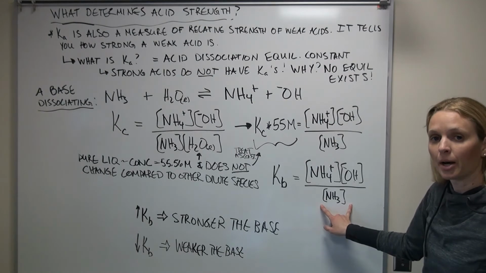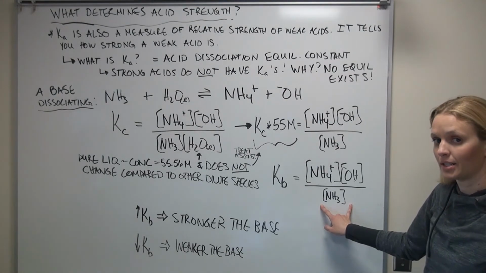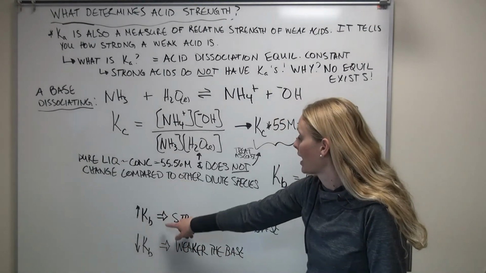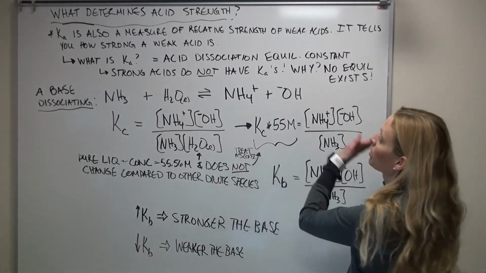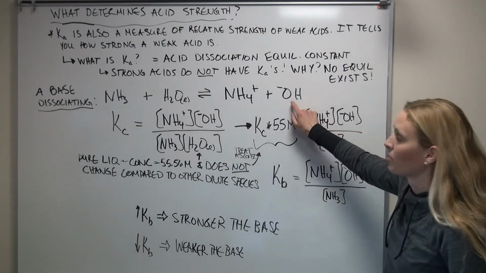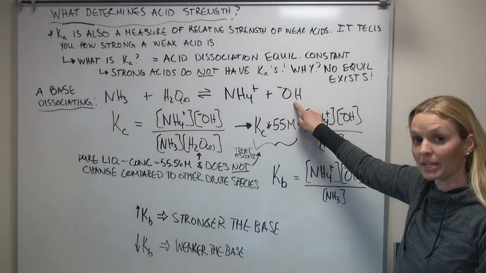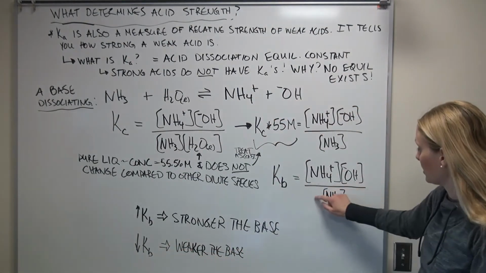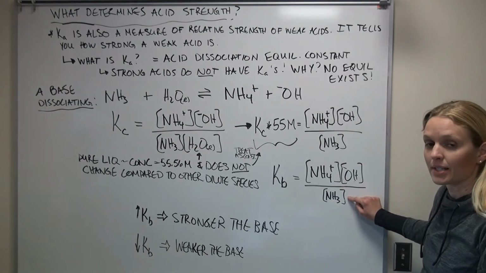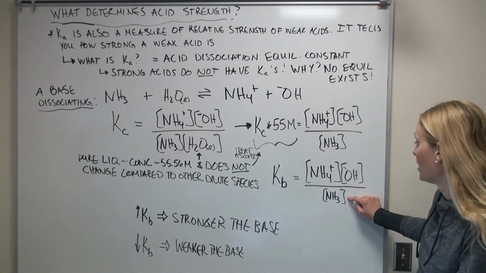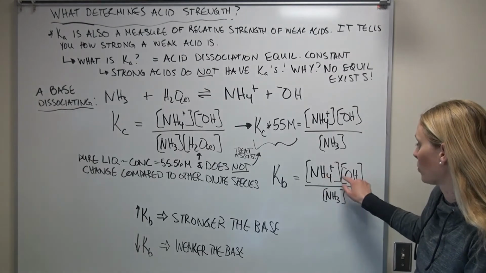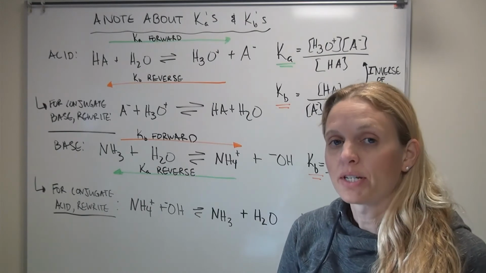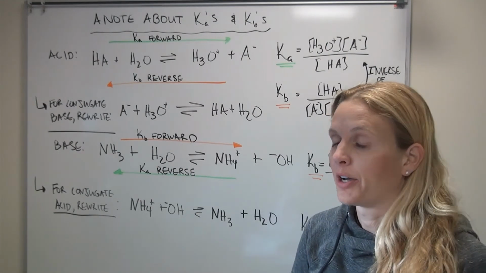The same meaning of Kb applies as it did respectively to Ka, and so the higher the Kb number, the more the base has dissociated, the more hydroxide ions you're forming, the stronger the base will be, the higher the pH would be. And the lower the Kb number means that you have a lot more present on the reactant side of the base, and it did not dissociate, so you don't have very many OH- ions forming, the weaker the base.